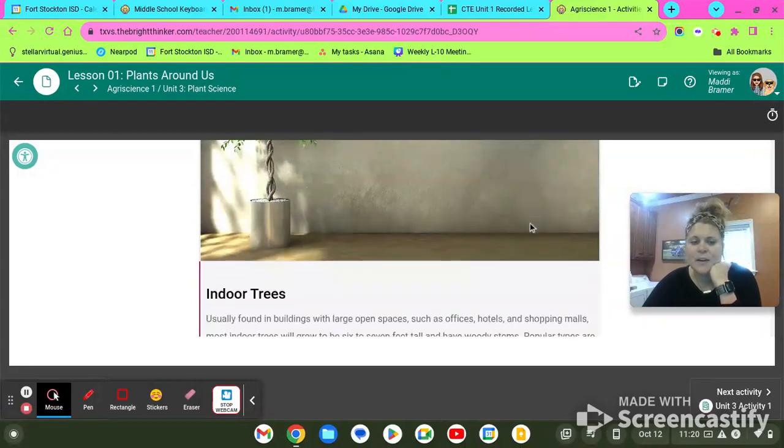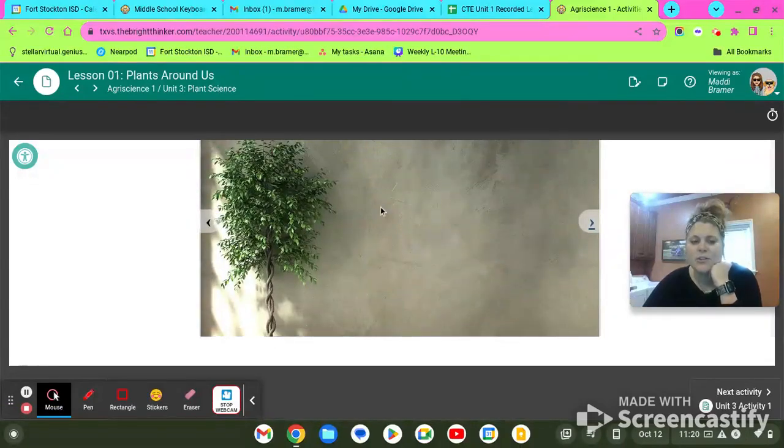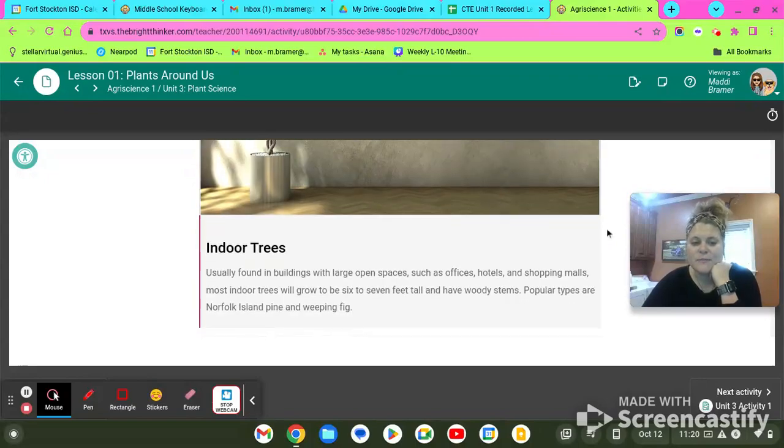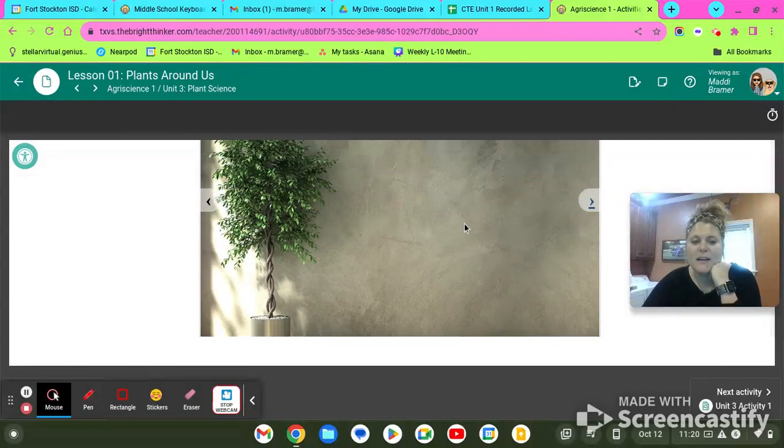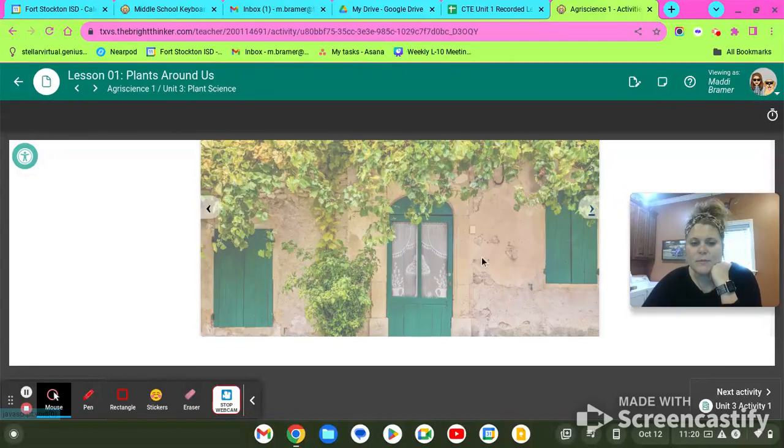The next category is going to be indoor trees. So some smaller trees, unique oriental ornamental trees. They can be about 6 to 7 feet tall. They give the Norfolk Island pine and weeping fig as an example.